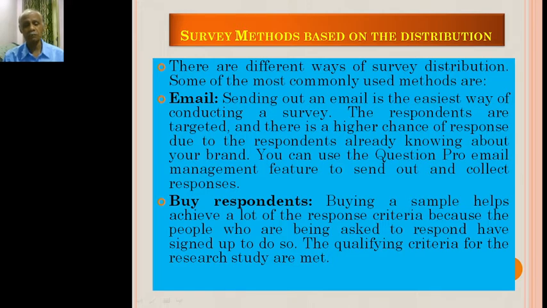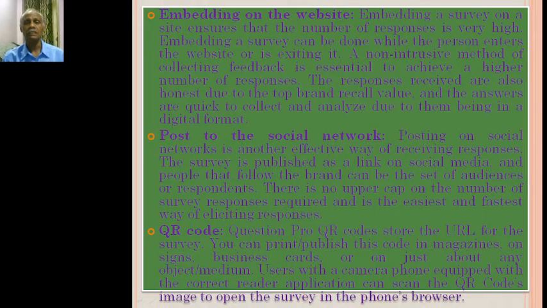The second one is by respondents. Buying a sample helps achieve a lot of the response criteria because the people who are being asked to respond have signed up to do so. The qualifying criteria for the research study are met. The third one is embedded on the website.